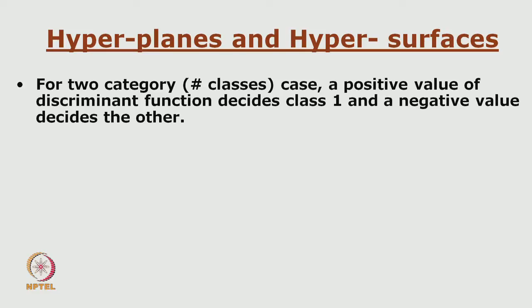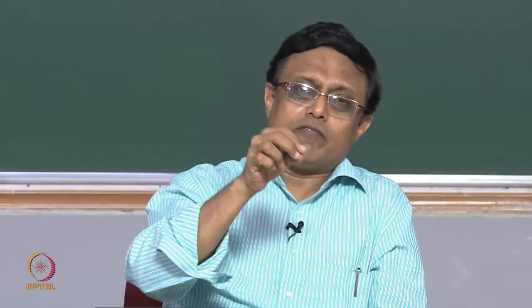That means if you take an example of two categories, a simple example, let us say the number of classes is 2. A positive value of the discriminant function decides that the sample belongs to class 1 and a negative value decides the other one. In the last slide, we said the discriminant function is a function of the feature vector. You think of any arbitrary function for the time being, although we will formalize it and take some examples of discriminant functions later on.